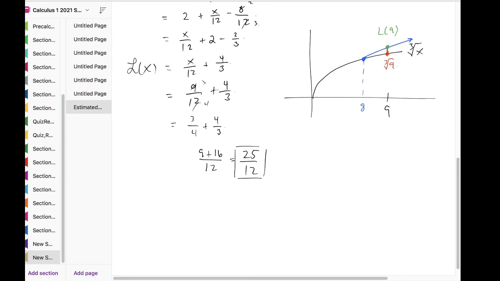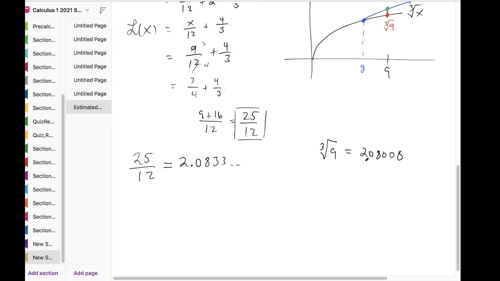Okay. So someone put 25/12 in the calculator. You can check your work with the calculator. Oh, it's 2.08. Was that the fraction or the radical? Nice. 2.0833. And what's the radical? Cube root of 9? 2.08008. Oh, that's really close. So it's only off by order of 1,000, right? That's how that works.